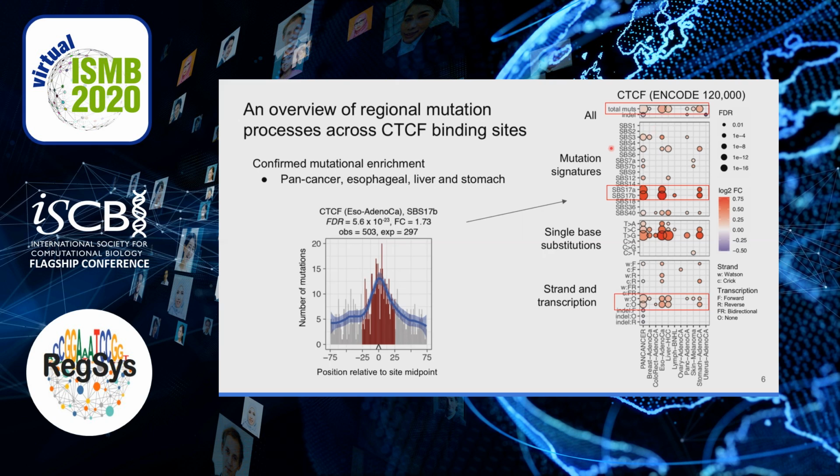And so the second panel subdivides mutations into select mutation signatures. I would like to highlight SBS17A and SBS17B, as these show very pronounced signal in pan-cancer, esophageal, and stomach adenocarcinoma.